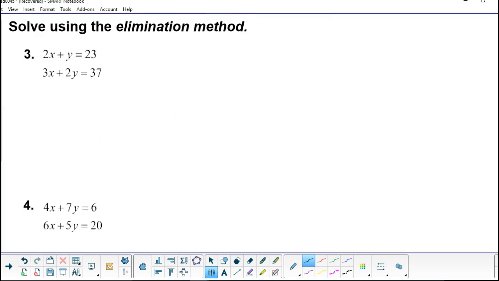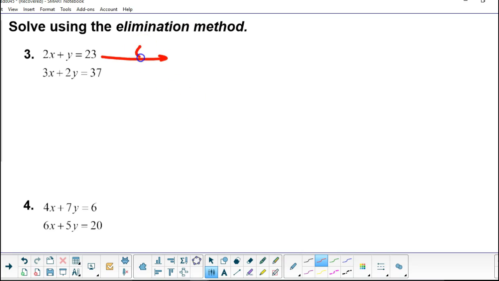Okay, moving ahead, we're going to take a look at the other two problems now, in which we're asked to use the elimination method. Now, in the elimination method, we have to find something to cancel out, some means of canceling things out. So, in looking at this first set of equations in number 3, we have 2x plus y equals 23. We have 3x plus 2y equals 37. Now, you can choose to get rid of x's, you can choose to get rid of y's.